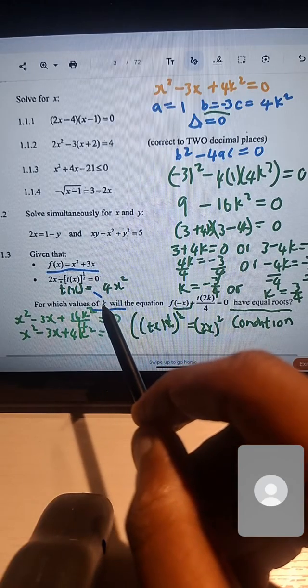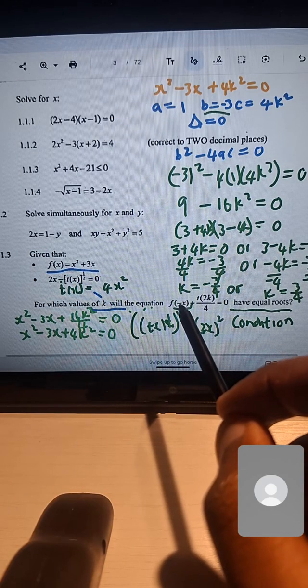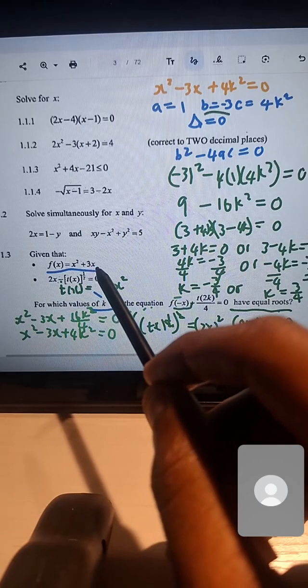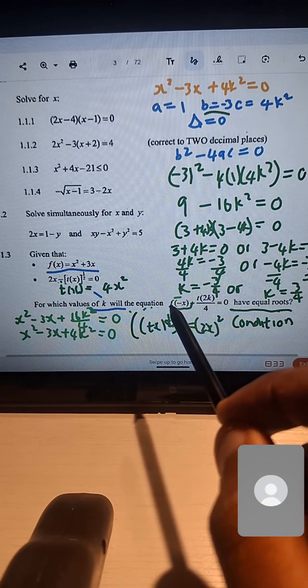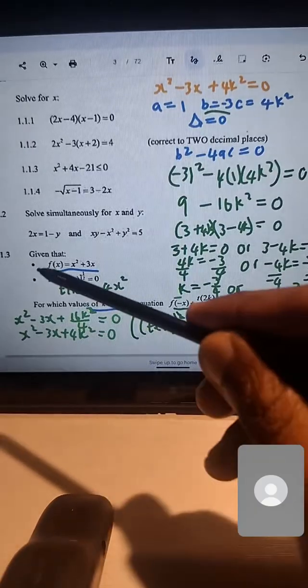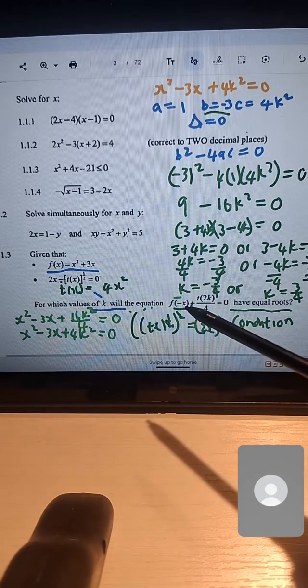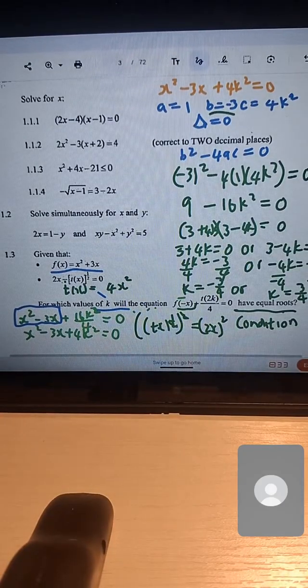It says, for which values of k will the equation, and look at what they are saying, f of negative x. Let's just pause there. F of negative x means I can substitute negative x in the place of x in the function, and I will get the expression that represents f of negative x. When you do it, you can do it on the side, you will get x squared minus 3x. So in the place of f of negative x, you'll have x squared minus 3x.